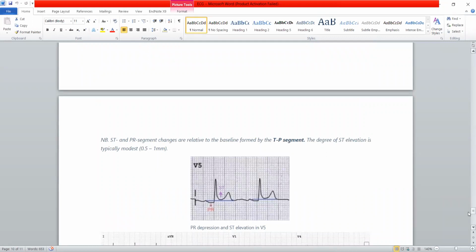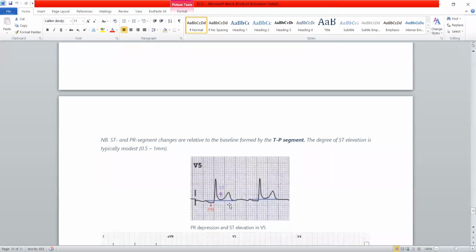Now you see a patient is presented to you with chest pain that gets worse on inspiration, and his ECG shows widespread ST elevation and PR depression. What is your diagnosis? Widespread ST elevation and PR depression, in a patient with chest pain that gets worse on inspiration. Pericarditis.